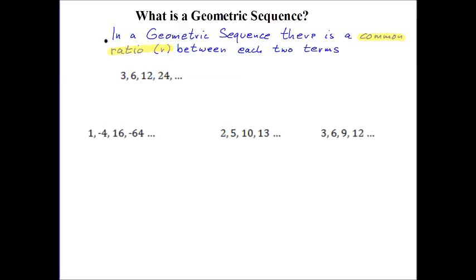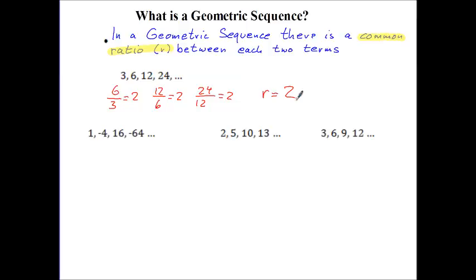What does that mean? If we take two terms and we calculate a ratio between them, so in this case 6 divided by 3, that is 2. And if we take the next two terms, 12 divided by 6, that is also 2. And 24 divided by 12 is also 2. Then we have a common ratio, r, and that ratio is 2.